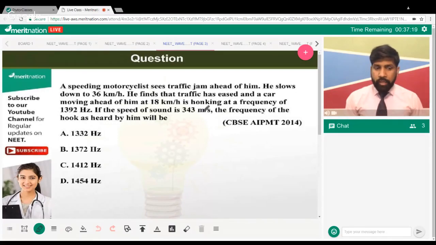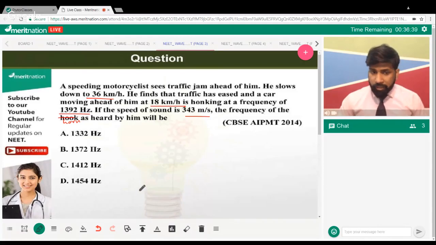So here you can see, student, a speeding motorcyclist sees a traffic jam ahead of him. He slows down to 36 kilometer per hour. He finds that traffic has eased and a car moving ahead of him at 18 kilometer per hour is honking at a frequency of 1392 hertz. Then, if the speed of sound is 343 meter per second, the frequency of the horn as heard by him will be what? Students, how can we solve this numerical?